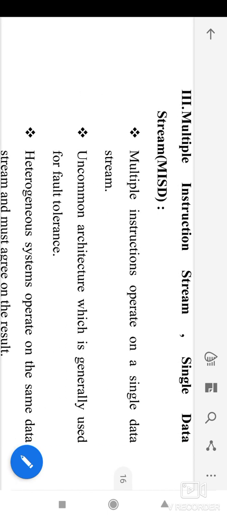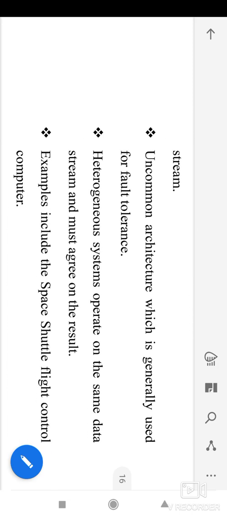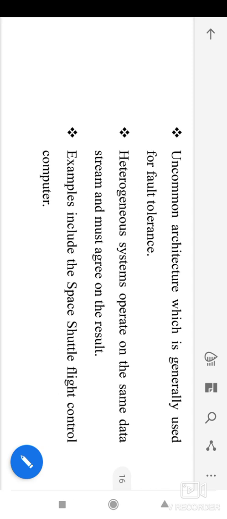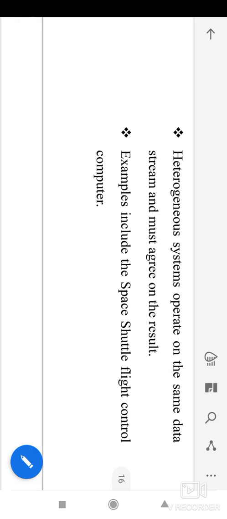Then the third one is multiple instruction stream, single data stream. It is a very rarely used system. Here the multiple instructions operate on a single data stream. It is a very uncommon architecture. Then the heterogeneous systems operate on the same data stream and must agree on the result. Examples are the space shuttle flight control computer.